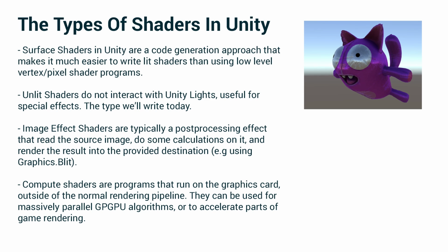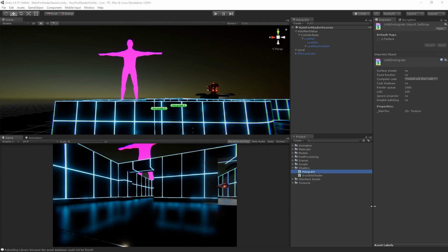Compute shaders are programs that run on the graphics card outside of the normal rendering pipeline. They could be used for massively parallel GPU algorithms or to accelerate parts of game rendering. Compute shaders are way outside of the scope of today's training. But I figured I would mention them because they're an option there in that menu. So now we have our new hologram shader, right? We've got some idea about the other types of shaders that we could be creating. We're going to be creating an unlit shader today.